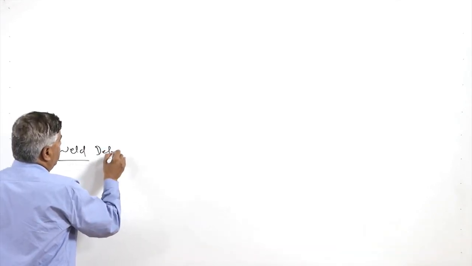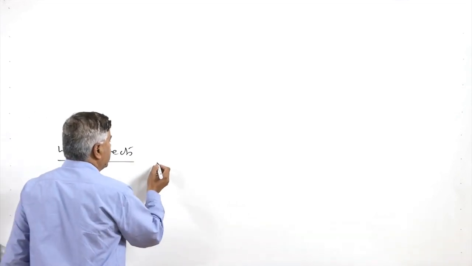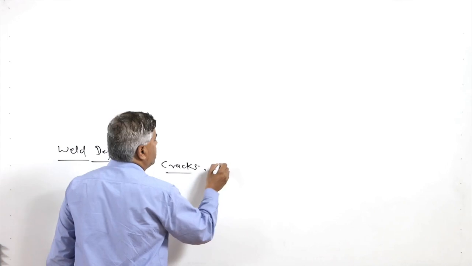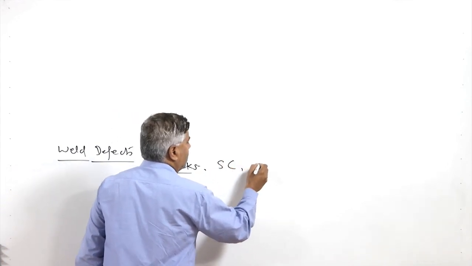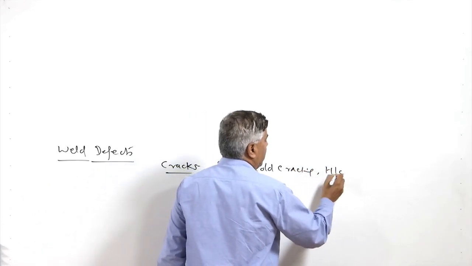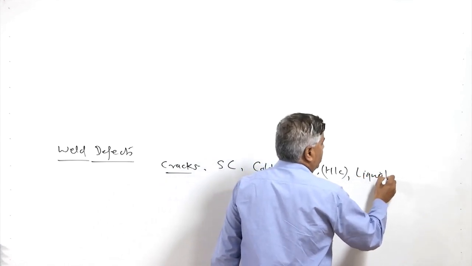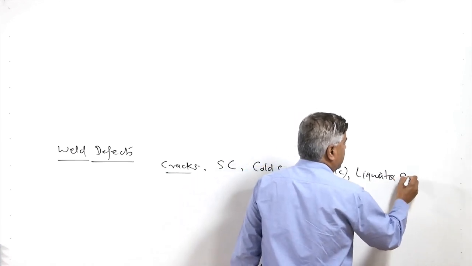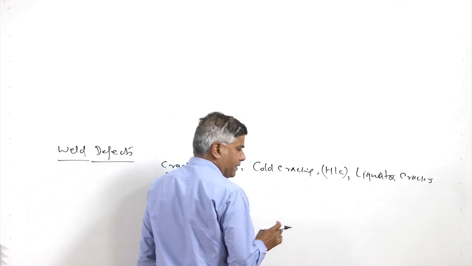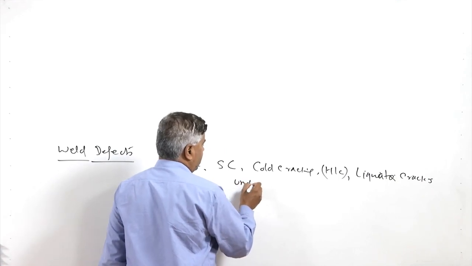So, the common types of defects and discontinuities observed in weld joints include cracks of different types, which may be solidification crack, cold cracking, also known as hydrogen induced cracking, and then liquation crack, which is obtained next to the fusion boundary, especially in alloys with a high solidification temperature range, and then underbead cracking.